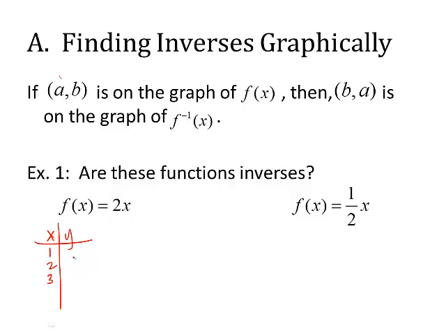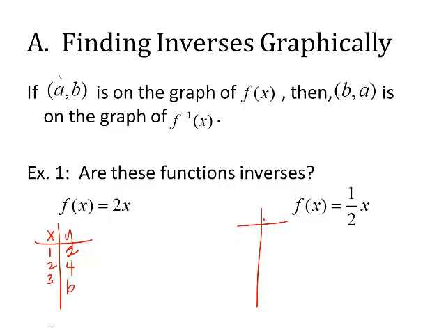All right, now what happens here? If I put a 1 into this equation, 1 goes into 2x, and that becomes a 2. 2 times 2 is 4. 3 times 2 is 6. Okay? Now, the question is, are these inverses? Well, how do I know? They would be inverses if I can just flip the x's and the y's, and it's still a true statement.